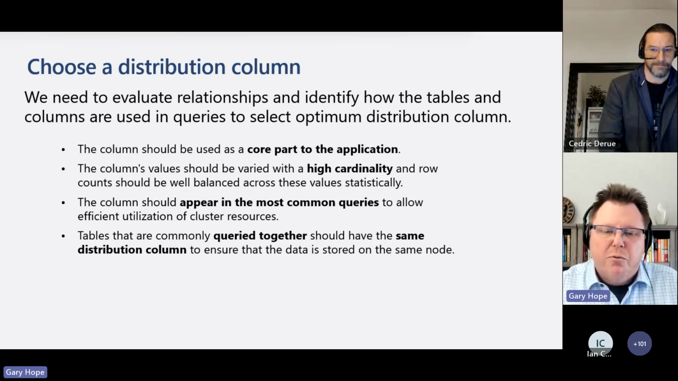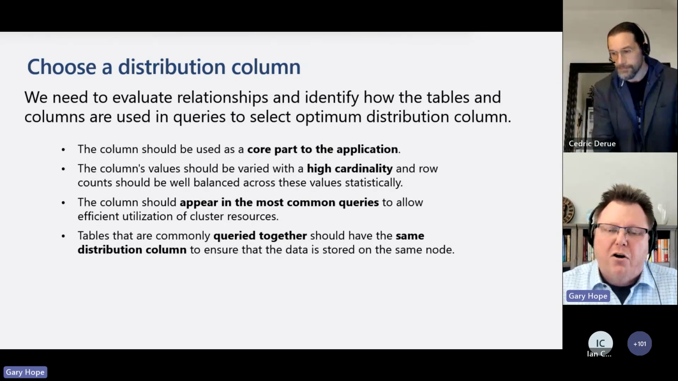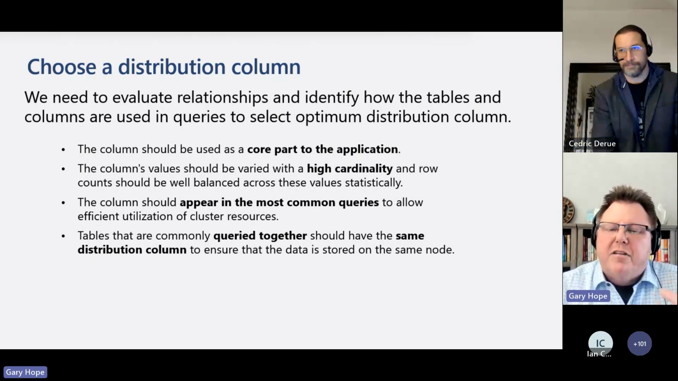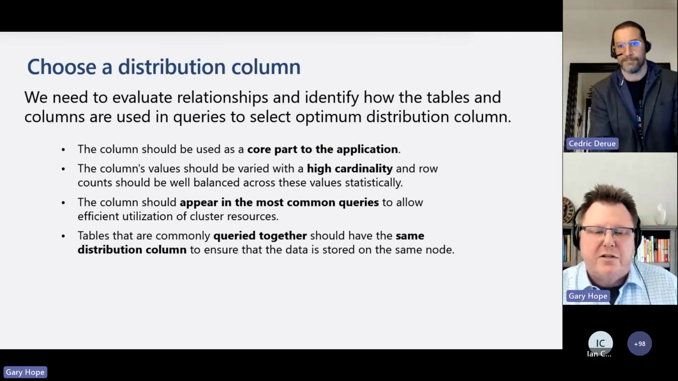Lastly, you want to ensure that tables that are queried together are co-located. Co-located means that all data needed is stored on the same node and that the tables involved share the same distribution column, thus allowing the node to fully resolve the query when it's executed.